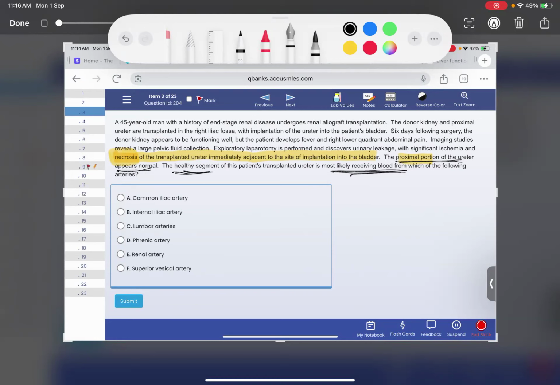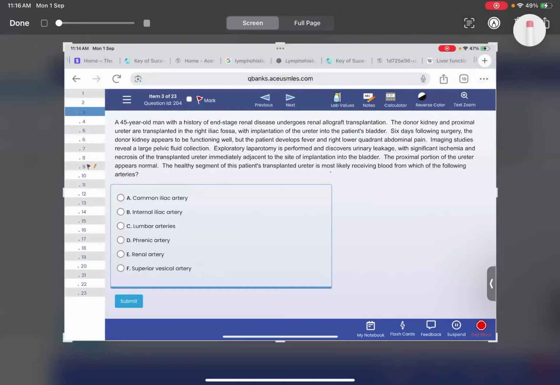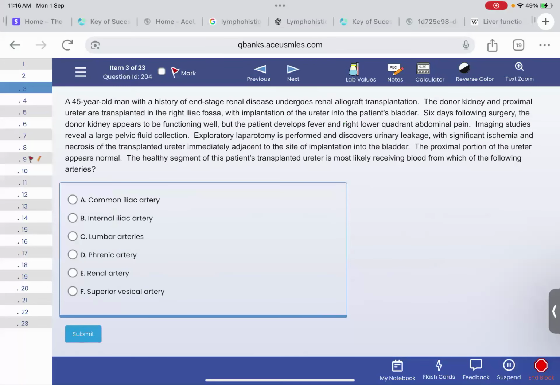Okay, got this. Easy MCQ, right? Yes, sir. Anatomy is very easy, right? No, sir. It's very easy. It is not easy, sir.